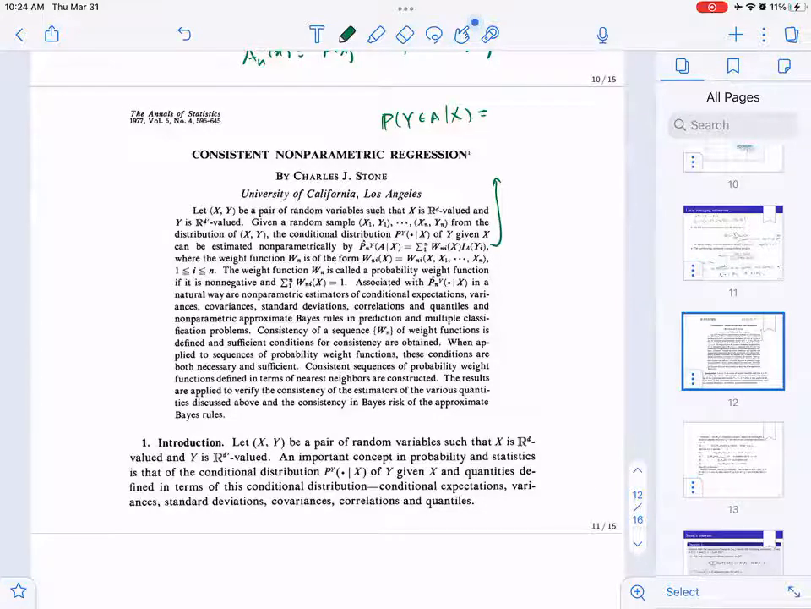So if I want to estimate this, my estimate would be approximately the summation from i equals 1 to n of the weight at x times the indicator.